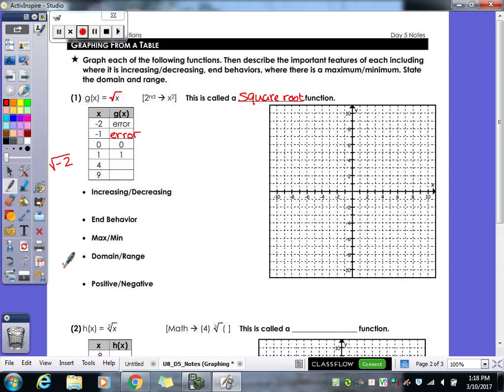So somebody help me out. Look through the rest of your table. What do we get when we're at 4? X is 4, Y is 2, and then 9, 3. So let's plot our points. So I got 0, 0. 1, 1, 4, 2, 9, 3.